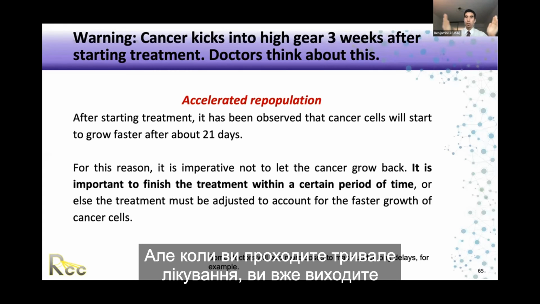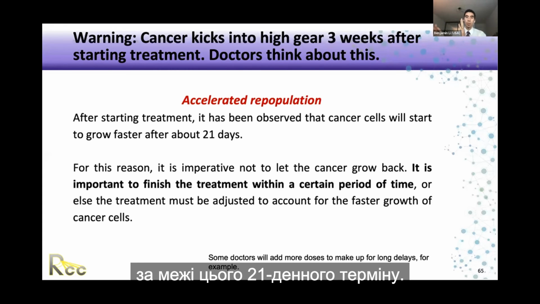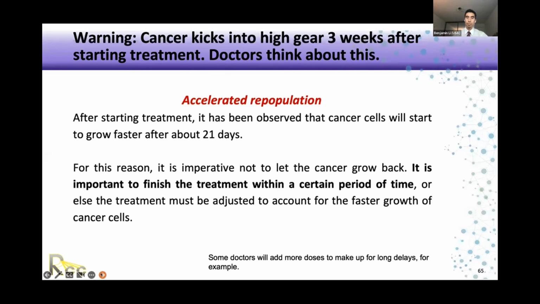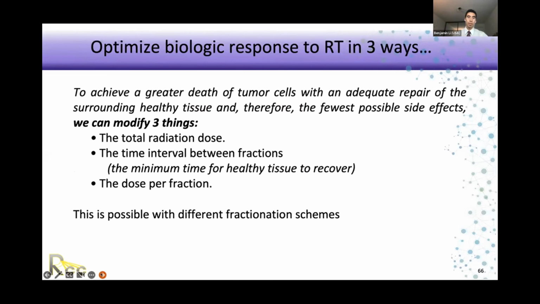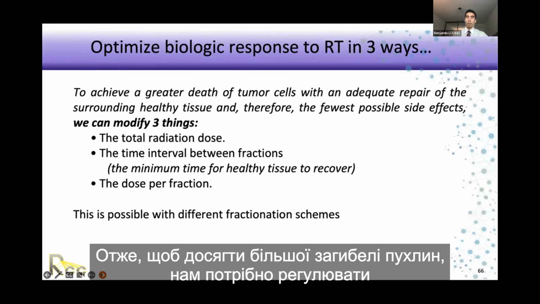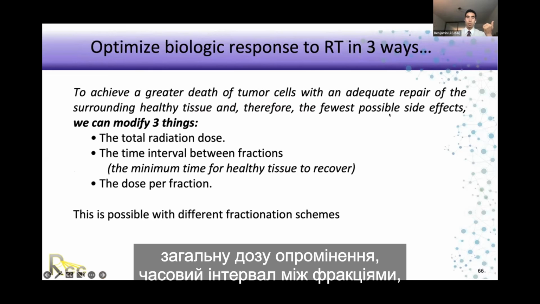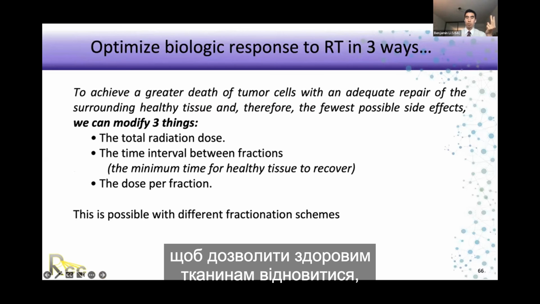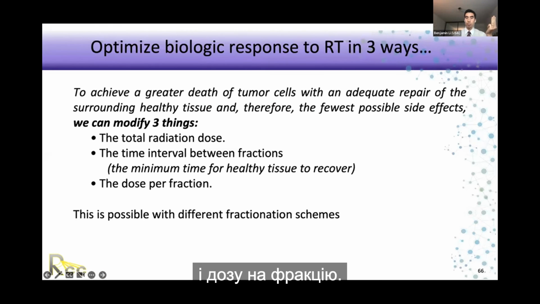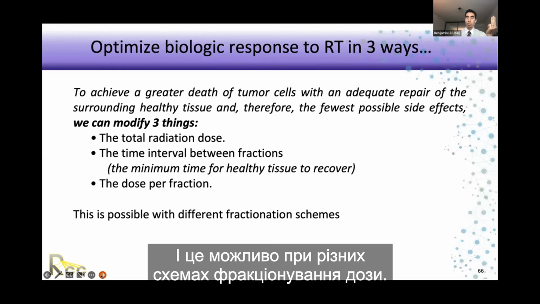But when you have a long treatment, now you're getting past that 21-day window. Now delays in treatment are really important. In conclusion, to achieve greater depth of tumors, we need to adjust total radiation dose, the time interval between fractions to allow healthy tissues to recover, and the dose per fraction. And this is possible with different dose fractionation schemes.